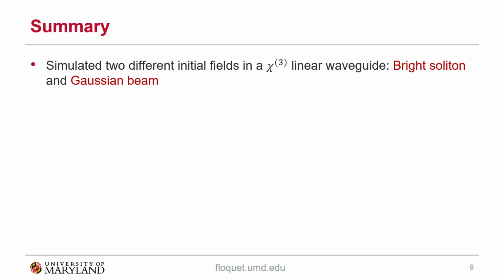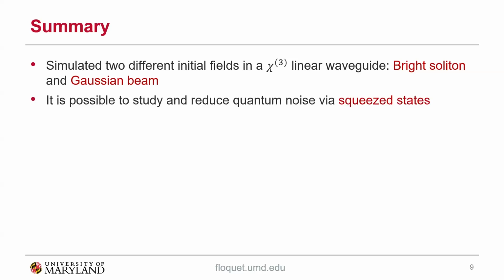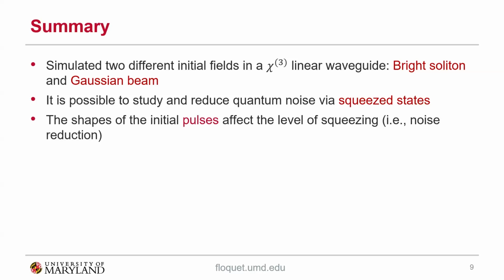In summary, here we simulated 2 initial fields in a linear waveguide. We have a bright soliton and a Gaussian beam. We also showed that it is possible to study and reduce quantum noise via quantum squeeze state. We also determined that the shapes of the initial pulse, or that is the supermodes, the first supermodes to be more specific, affect the amount of squeezing, or that is the amount of noise reduction we have in our system.